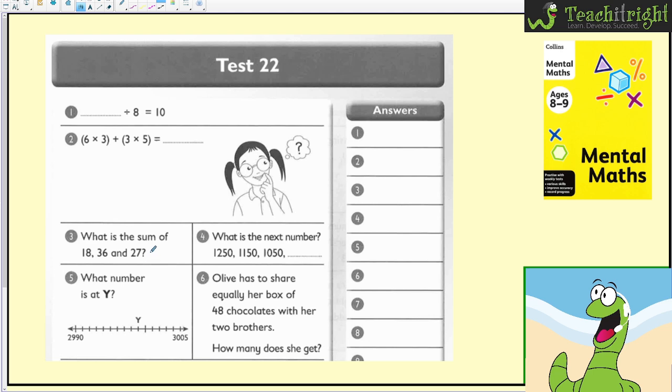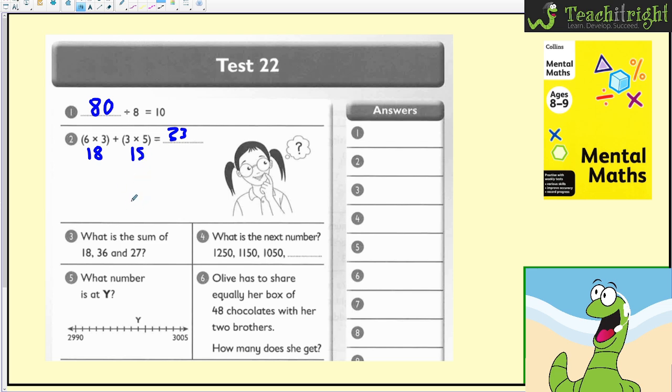On then to test 22. So what divided by 8 equals 10? 80 divided by 8 equals 10. Big mess here. 6 times 3 is 18. Got to do that first. 3 times 5 is 15. Got to do that first. And then we can add the two together, and that equals 33. Whether you decide to do 10 plus 10 and 8 plus 5 and add it all together, or write it out as a column addition, both will work.